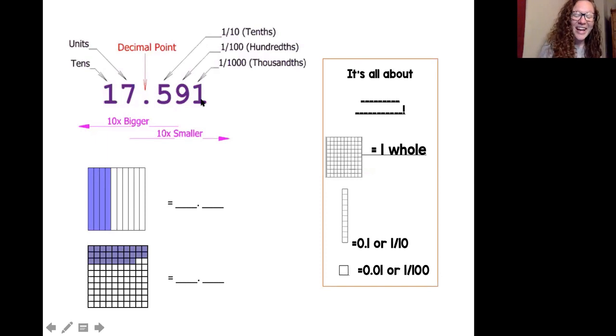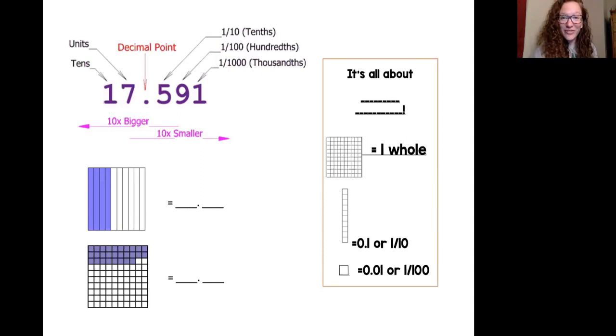That's right. And we talked about in 4th grade how if we are moving to the left, numbers are getting 10 times bigger. So we've got the ones place, the tens place, the hundreds place, the thousands place, the 10,000s place. So after the ones place, when we're moving to the right, we have the tenths, then we have the hundredths, then we have the thousandths.